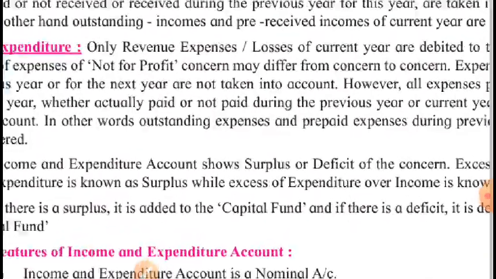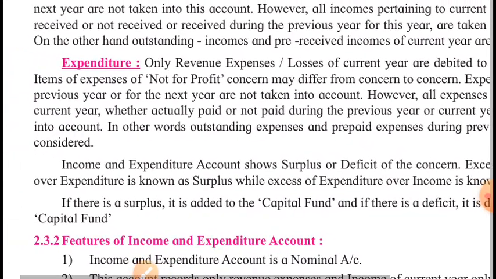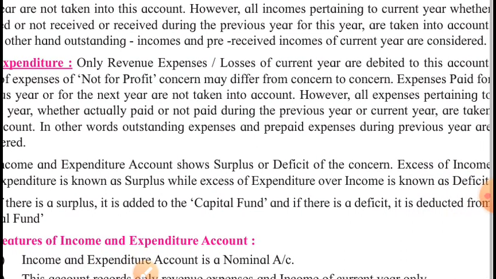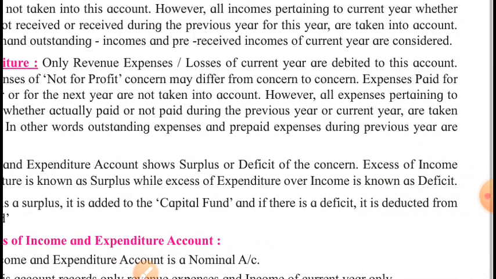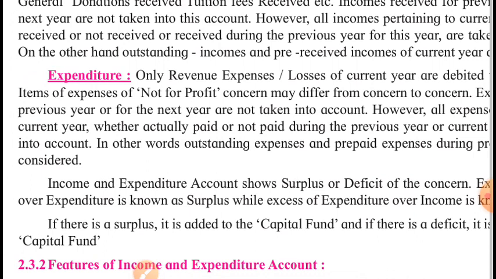Expenditure. Only revenue expenses and losses of the current year are debited to this account. Items of expenses of a not-for-profit concern may differ from concern to concern, meaning different not-for-profit concerns have different items of expenses. Colleges, schools, libraries, sports clubs, temple trusts, their nature of expense is different. Expenses paid for the previous year or expenses paid for the next year are not shown in this account.